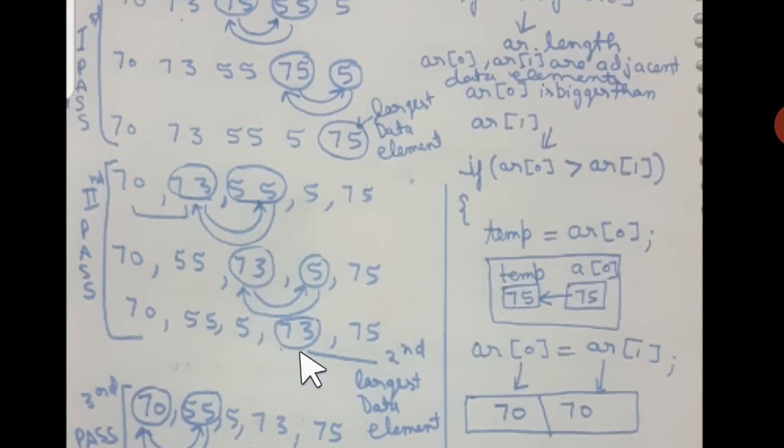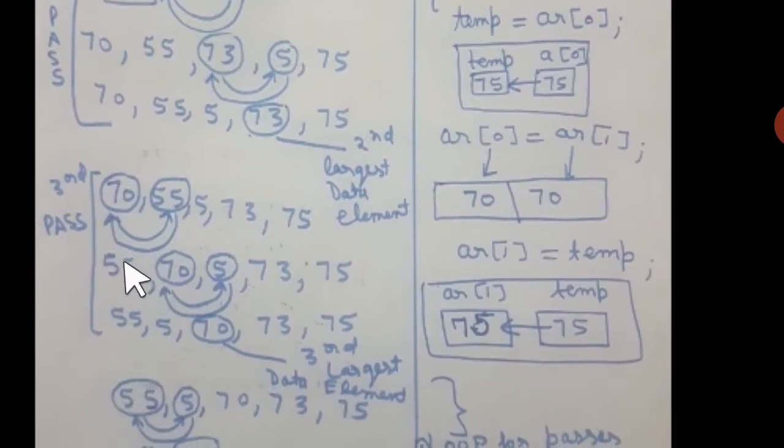So now for the second pass, we have to stop at 2. Always remember that. All right, so at the end of this pass, we get 73, that is the second largest element, at its proper position or location. All right, so this is the second pass. Two passes are done.